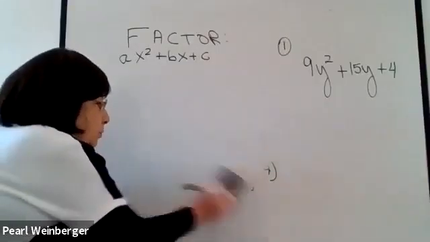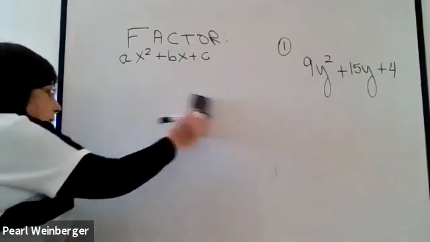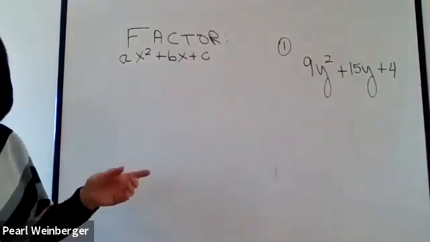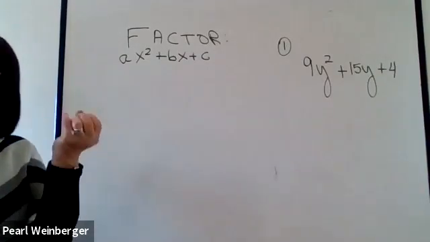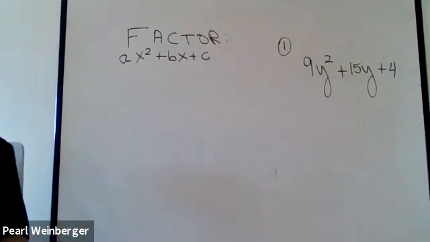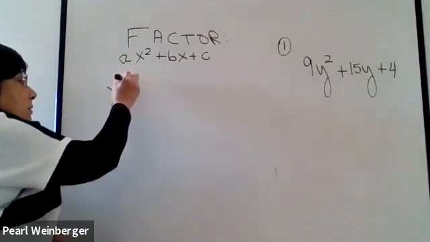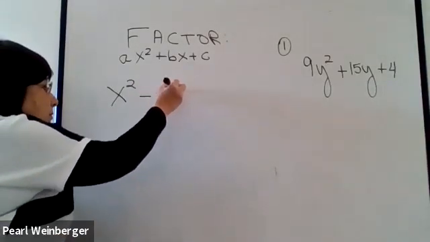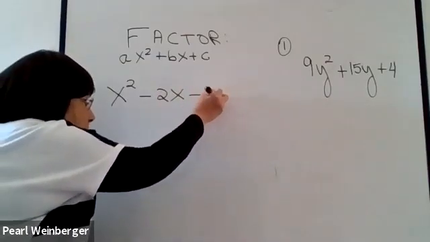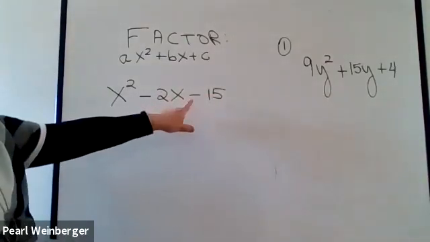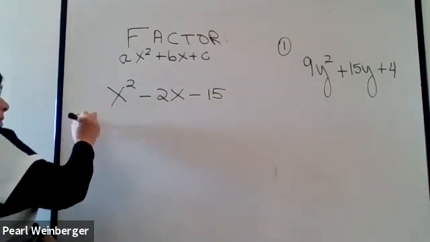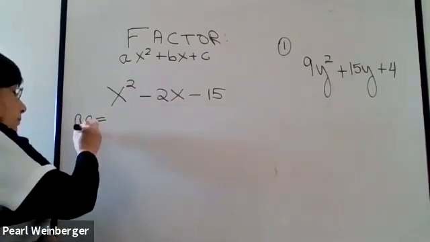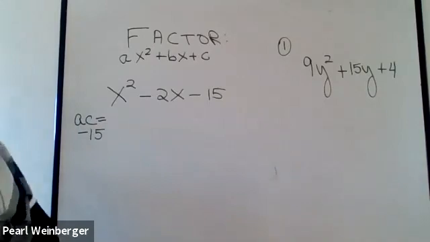All the cases that we were dealing with now in these trinomials had my AC being positive. Now we're going to look at what happens if my AC is negative. I'm going to start with an easy one. Suppose I gave you x squared minus 2x minus 15. What if my AC, which in this case is 1 times negative 15, is negative?